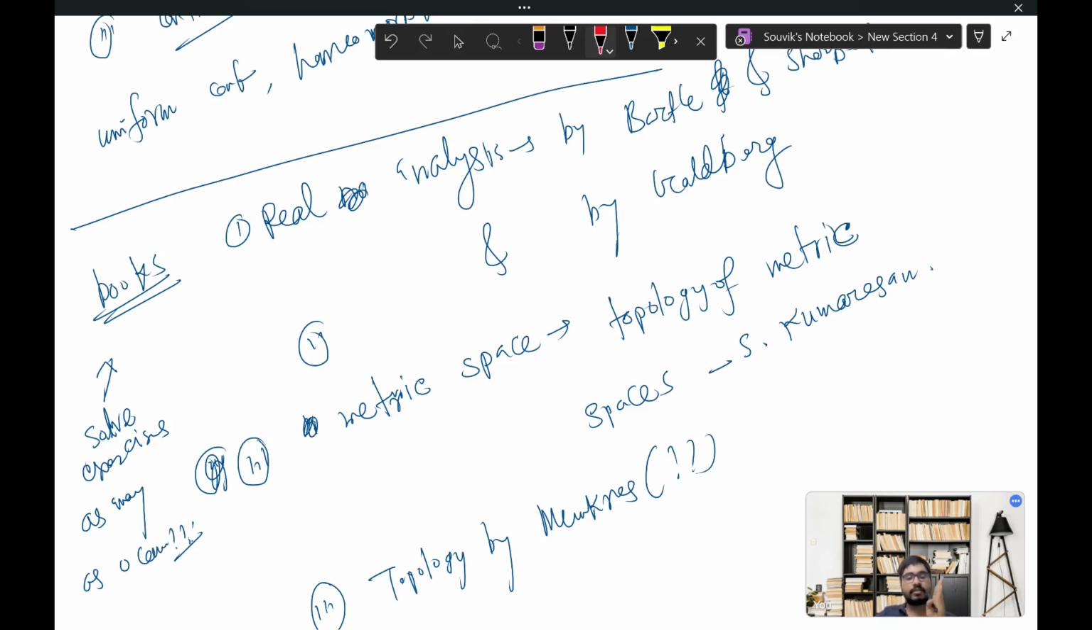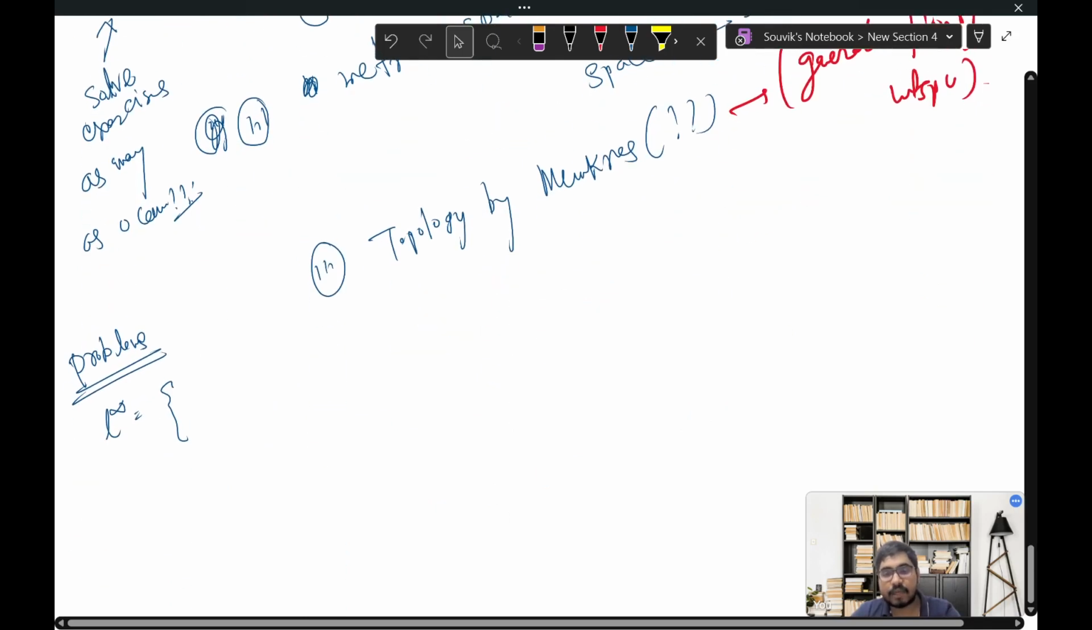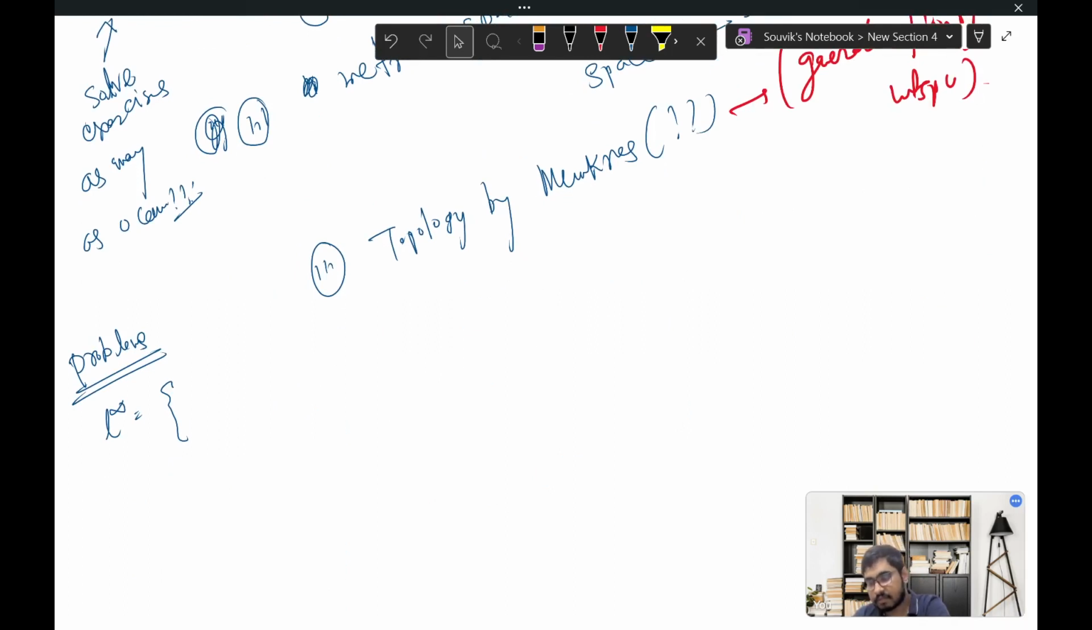Well, this book contains some important concepts of metric space, but topology is actually a generalization of metric space. That's why you should go through this topology book by Grace. Okay. So yeah, that's all for the summary. So now let's do some problems.